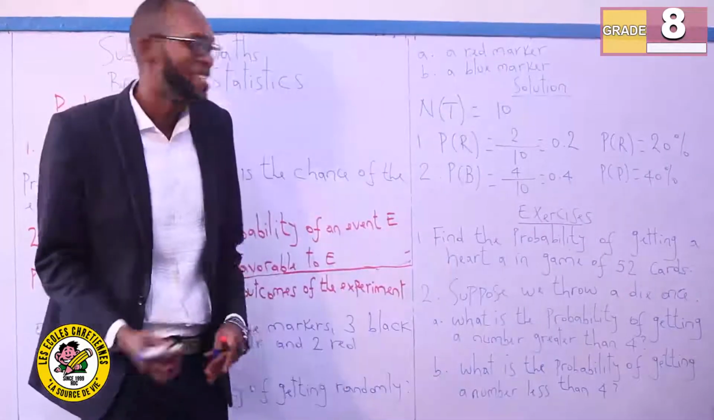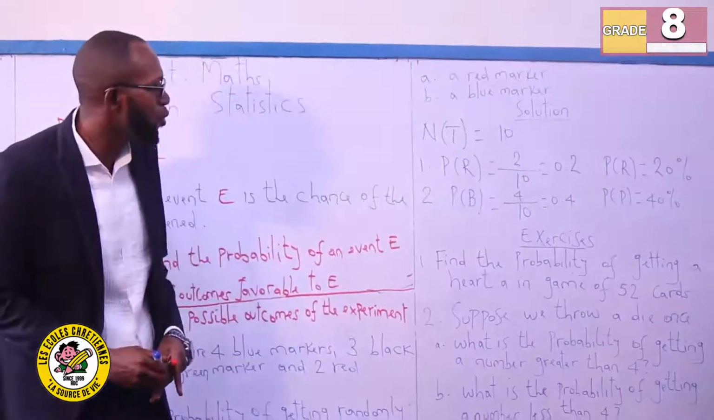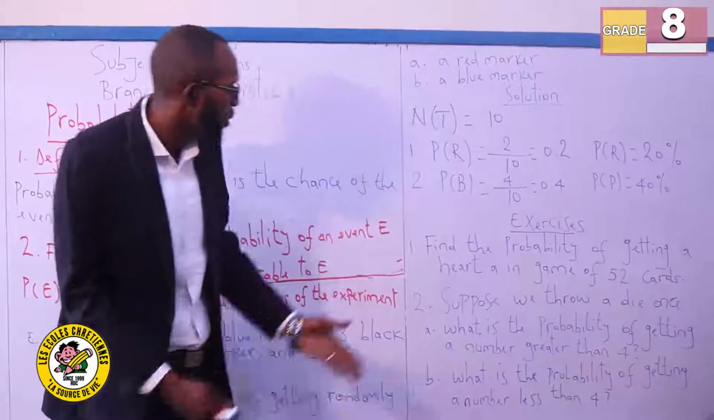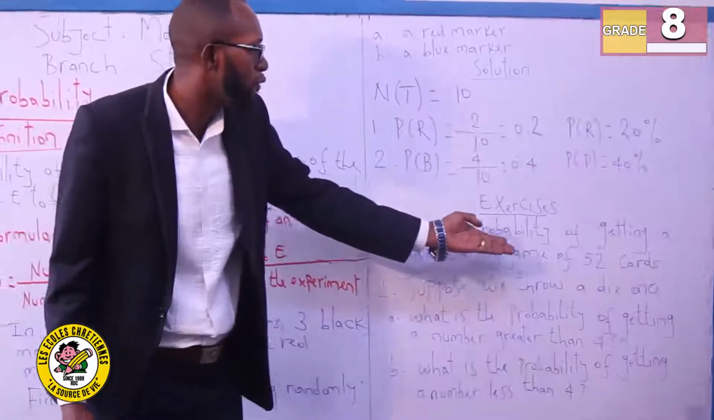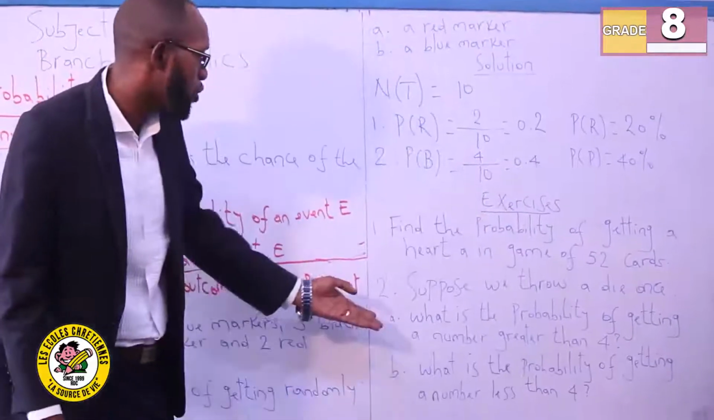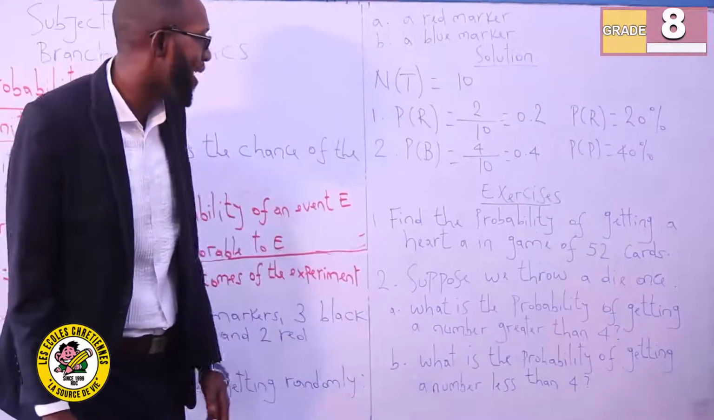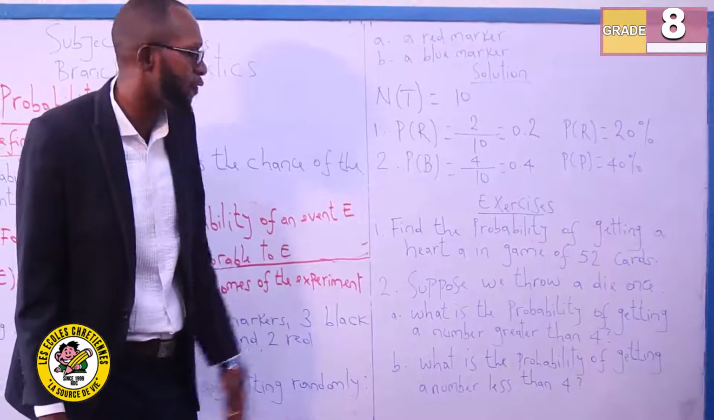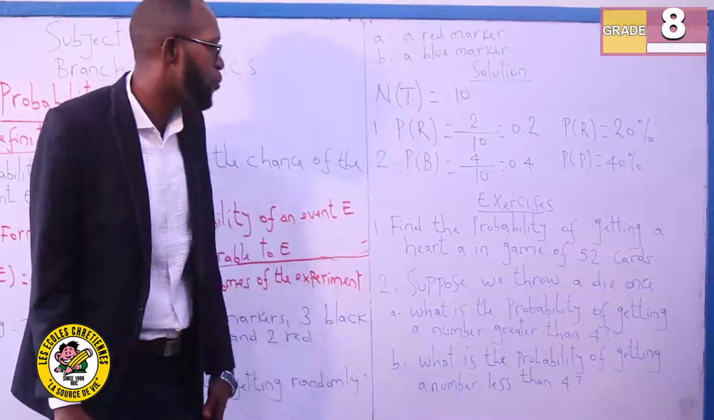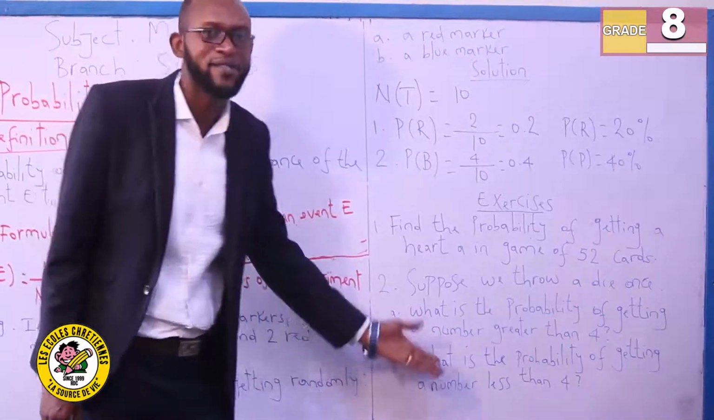Very easy. So you have 2 exercises here. Number 1: find the probability of getting a heart in a game of 52 cards. Number 2: suppose we throw a die once. A, what is the probability of getting a number greater than 4? B, what is the probability of getting a number less than 4?